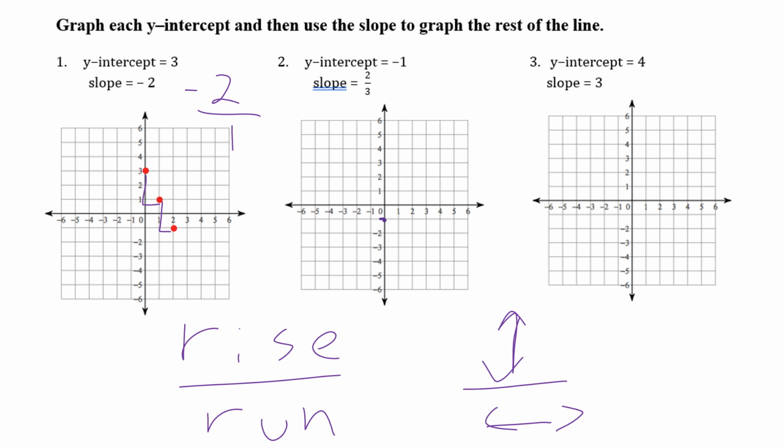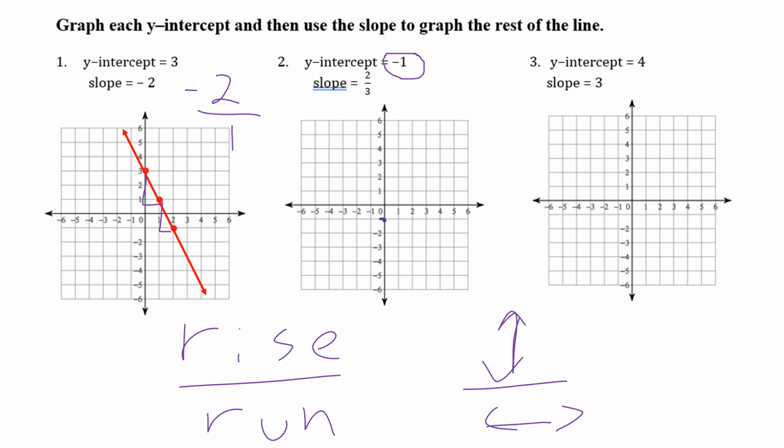Then I'm going to take my ID and line it up on my paper and connect the dots in a straight line. Remember, we are in geometry class, so lines have arrows. Okay? So you're going to do the same thing with the next one.